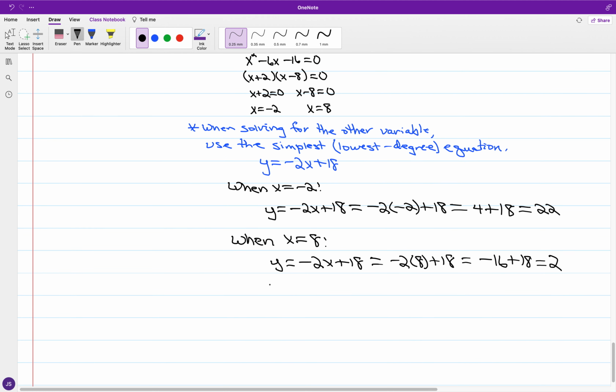So we have a couple of pairs of values here, and for the solution, we'll have two distinct points for x and y. One ordered pair solution: we have x equal to negative 2 and y is equal to 22, and also in the other scenario we have that x is equal to 8 while y is equal to 2.